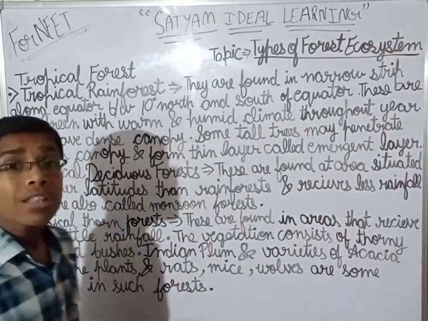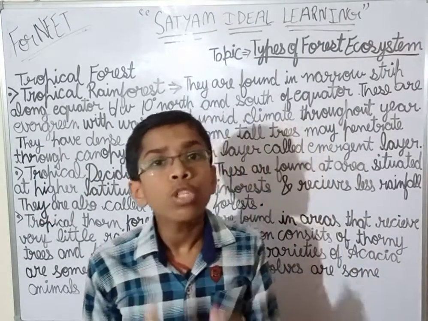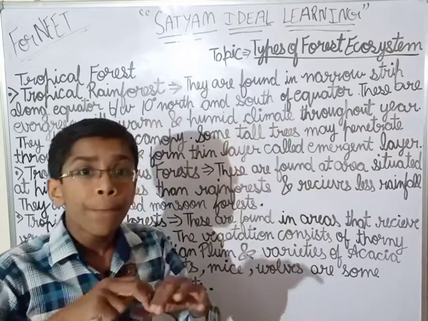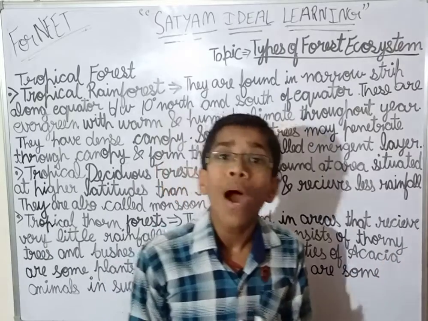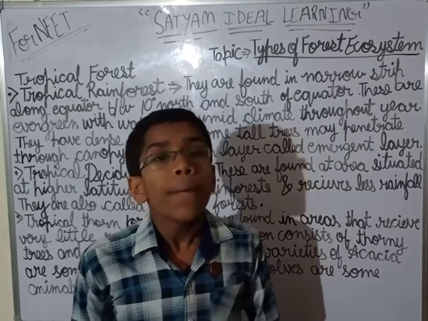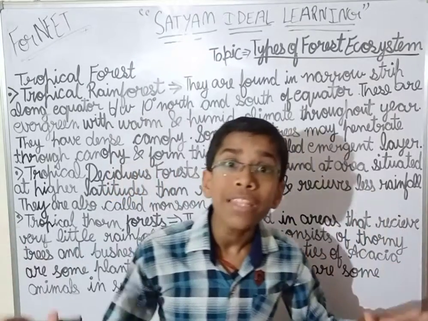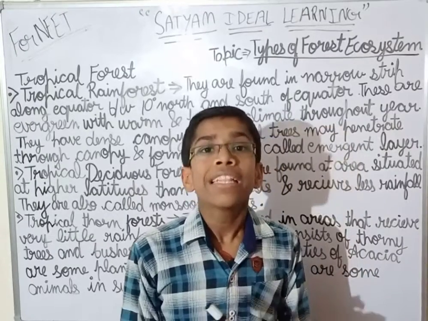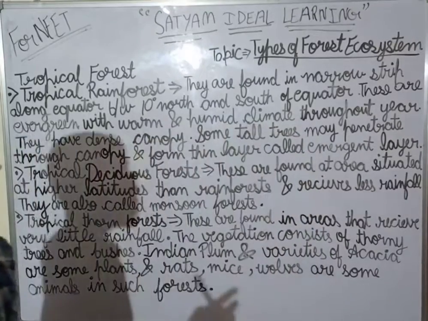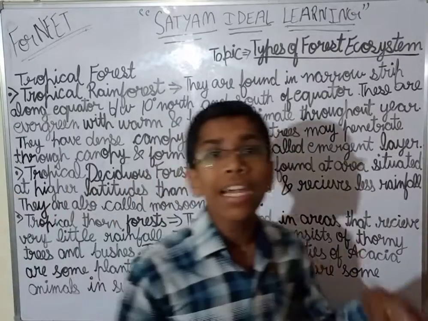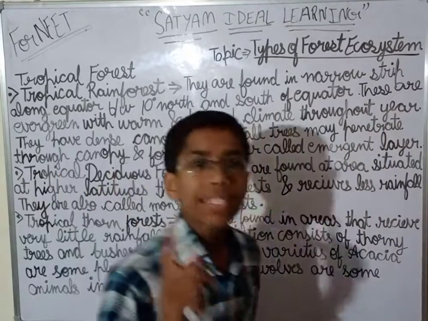On the other hand, deciduous forests are those forests which appear bare during the dry season. Now, why do they appear bare during the dry season? Because they consist mostly of trees that shed all their leaves at the same time. That is why they appear bare during the dry season, because most of the trees shed all their leaves.